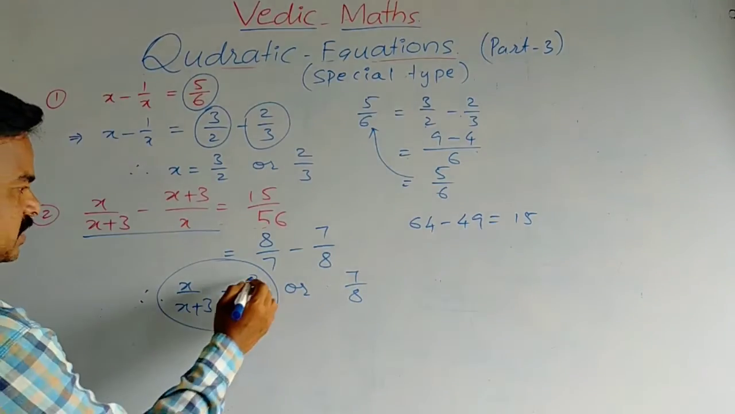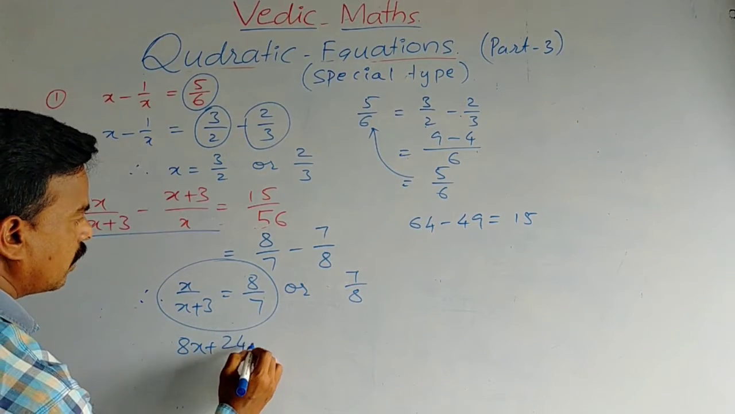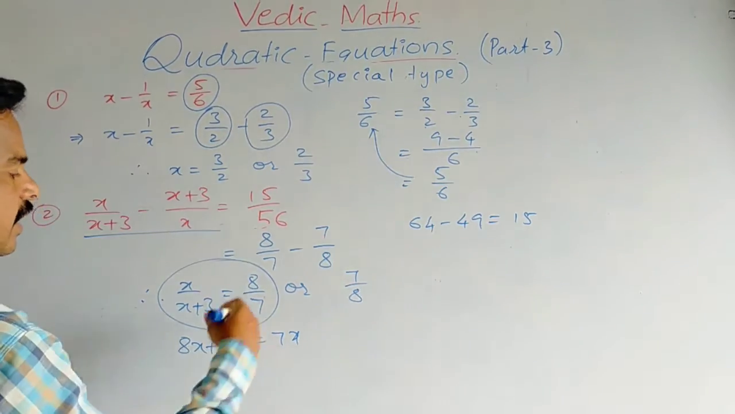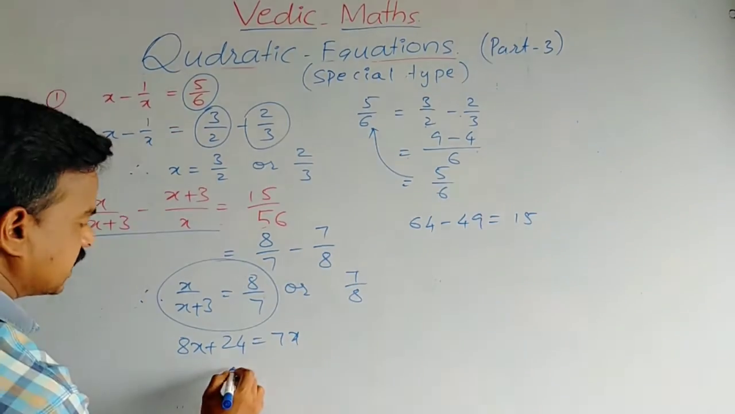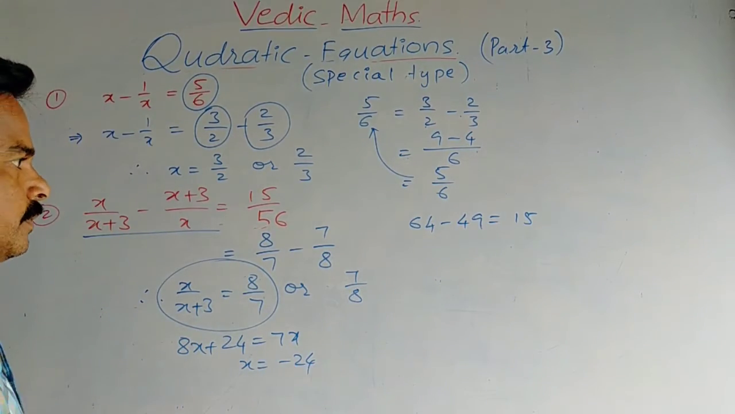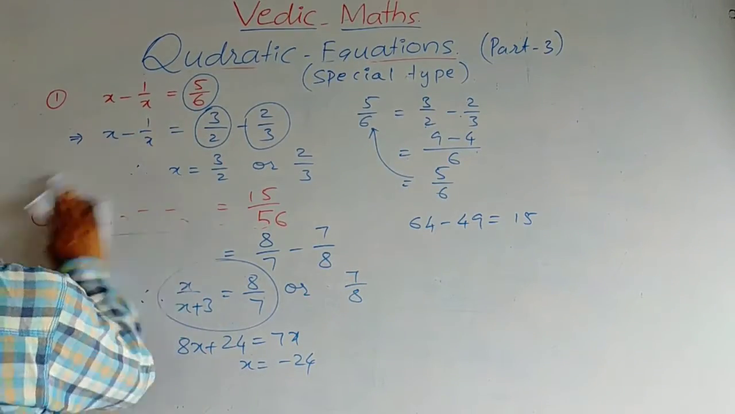By cross multiplication, 8 into x plus 3: 8x plus 24 is equal to 7x. The 7x we transpose to the left side and 24 to the right side. Then we get x is equal to minus 24. This is the solution. Let us take one more example.